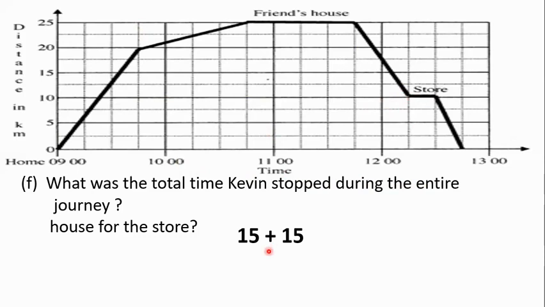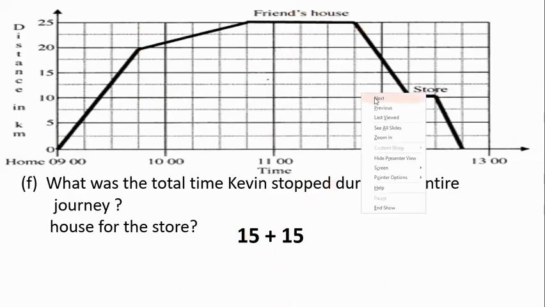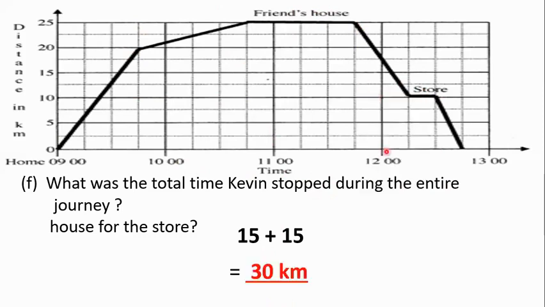What was the total time Kevin stopped during the entire journey? Right? From here, 15. And he only stopped for a minute here, so we couldn't even add this. Because he had to stop at his friend's house, so this definitely isn't right. Okay. So what was the total time Kevin stopped during the entire journey? Well, from here, 15, 30, 45, 60. So an hour and 15 minutes.